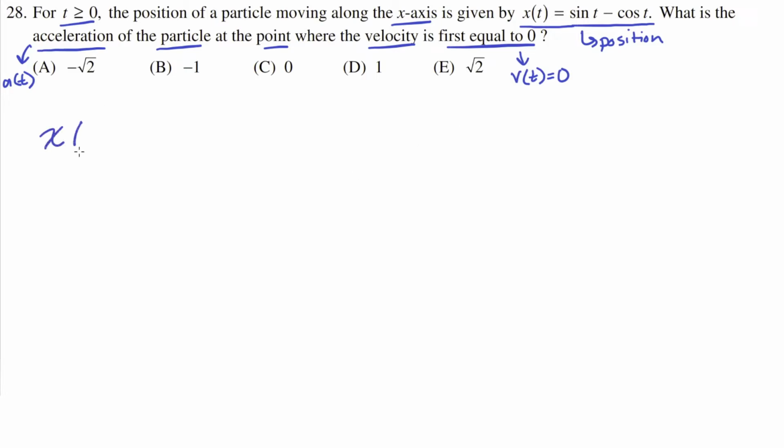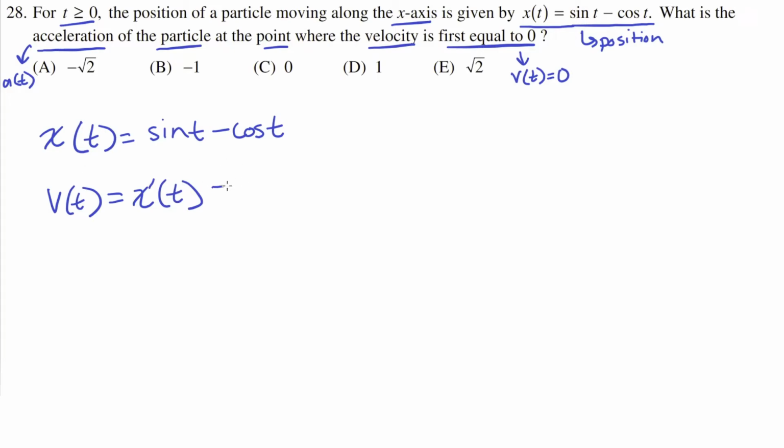So we have this x of t function, which gives us the position of the particle. And in order to find the velocity, we need to take the first derivative of x of t, because the derivative of the position function gives us the velocity function. So let's take the derivative of this. The derivative of sine t is cosine t, and the derivative of cosine t is negative sine t. And since there's already a negative here, it cancels out, and so we're left with sine t.